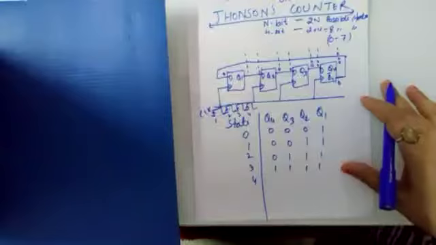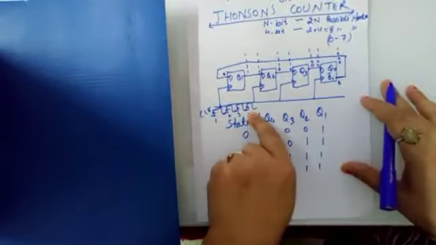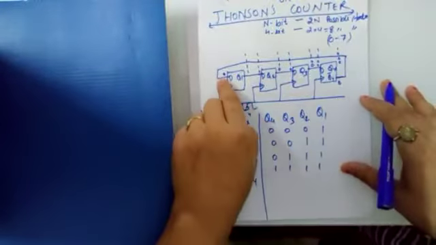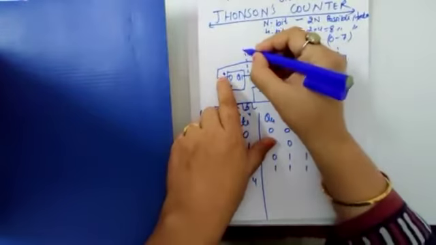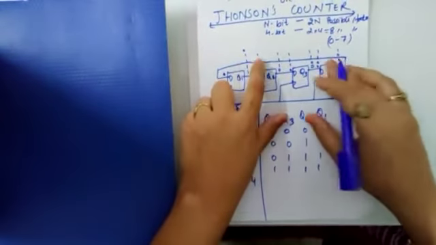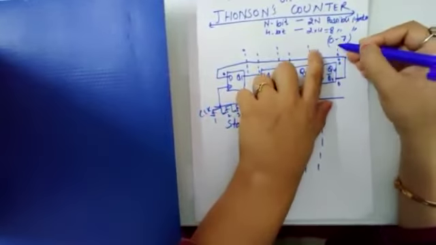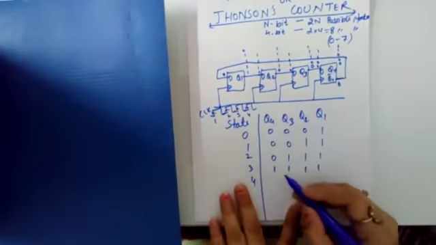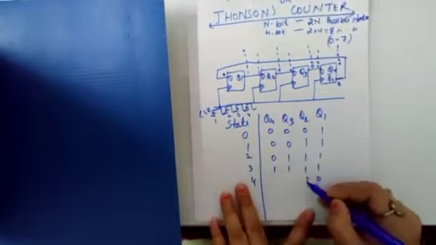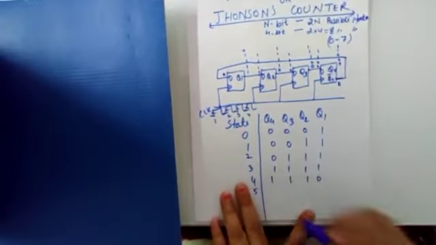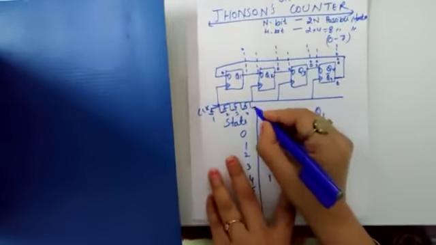Okay, now check the outputs. We apply the fourth clock pulse. What we can see is 0 at Q1, 1 at Q2, 1 at Q3 and 1 at Q4. So the outputs are Q1 is 0, remaining 1. Now we apply the fifth clock cycle. Again get ready with the inputs.